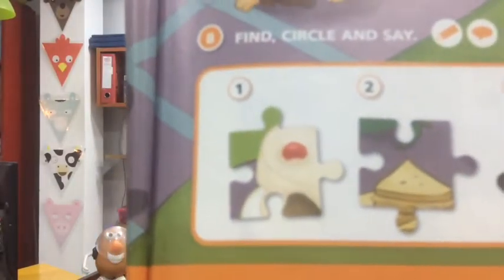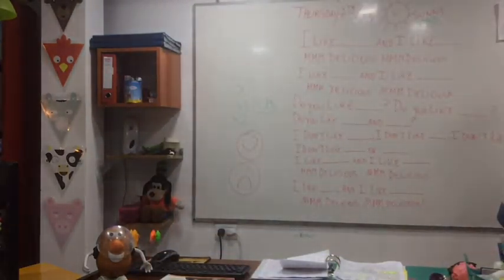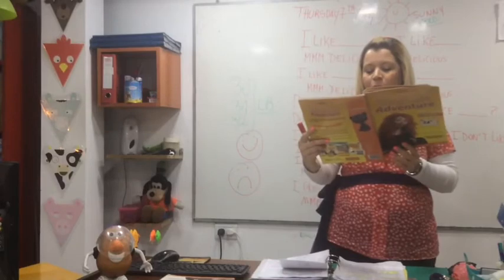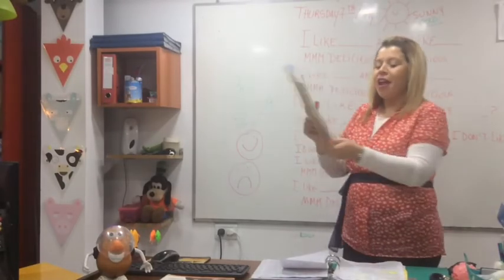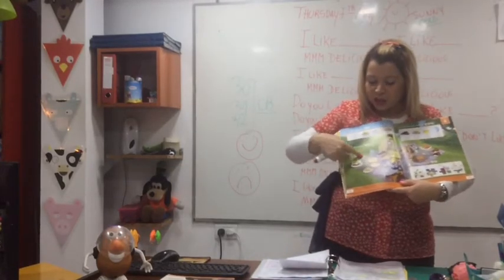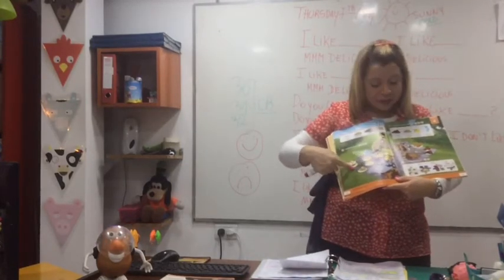Find, circle, and say. Yes, okay? ¿Qué tenemos que encontrar acá? ¿Sí? Es la parte de un rompecabezas, de un paso. Yes, okay? Number one. Yo ya la encontré. Yes. It's a cake. Muy bien. Circle. Vamos a hacer un circle a la cake.